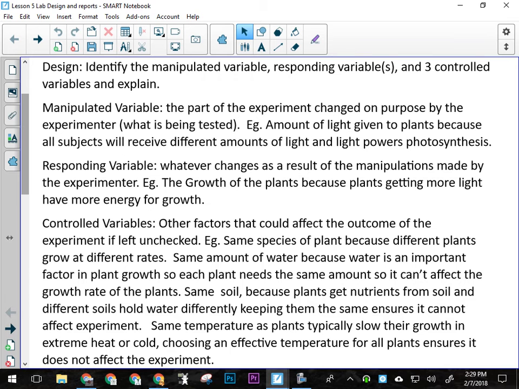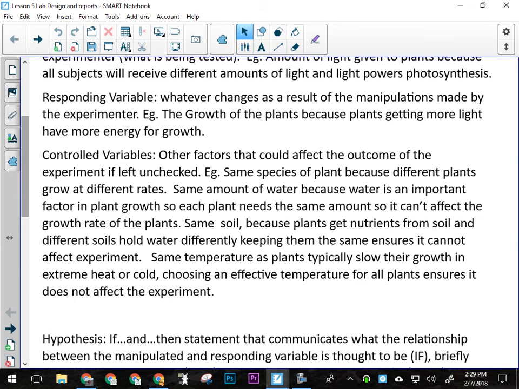Same thing for our responding variable. We identify what it is: it's the growth of the plants, because plants getting more light will have more energy for growth. And I might also write in here, this will be measured by mass of the plant, height of the plant, number of leaves, or whatever. I would also write in there how I'm gauging the change.